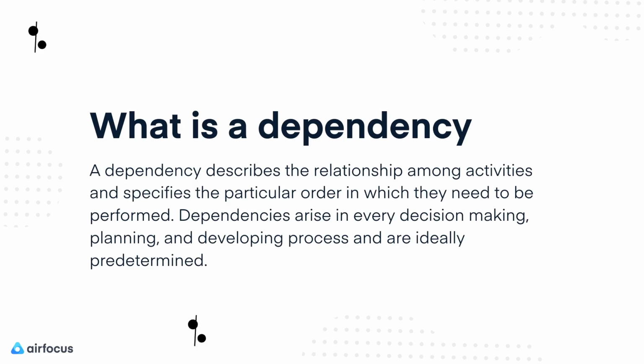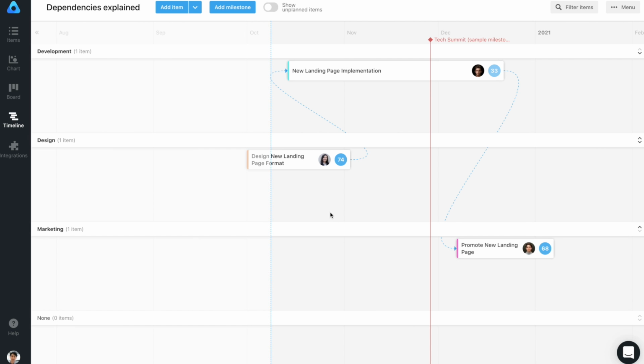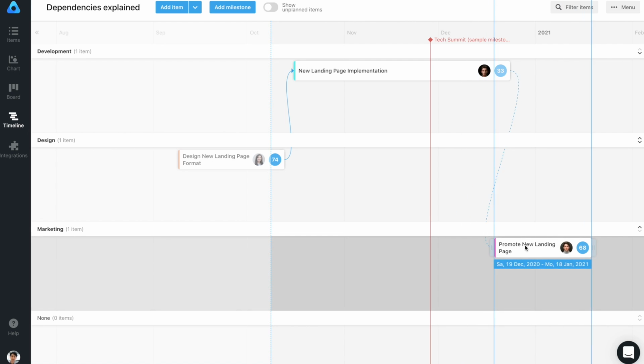Let's kick things off by looking at what a dependency is. A dependency describes the relationship among activities and specifies the particular order in which they need to be performed. Dependencies arise in every decision-making, planning, and developing process and are ideally predetermined. Tasks can be successors and predecessors to other tasks, whereby the instant of each execution may be aligned accordingly.